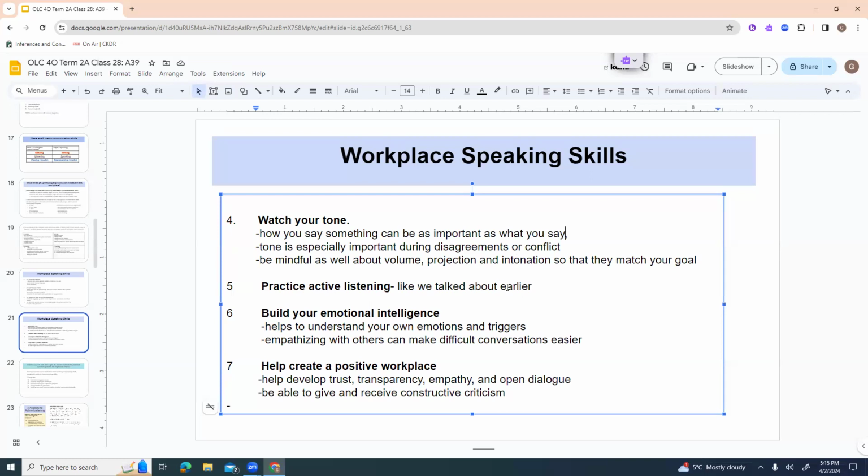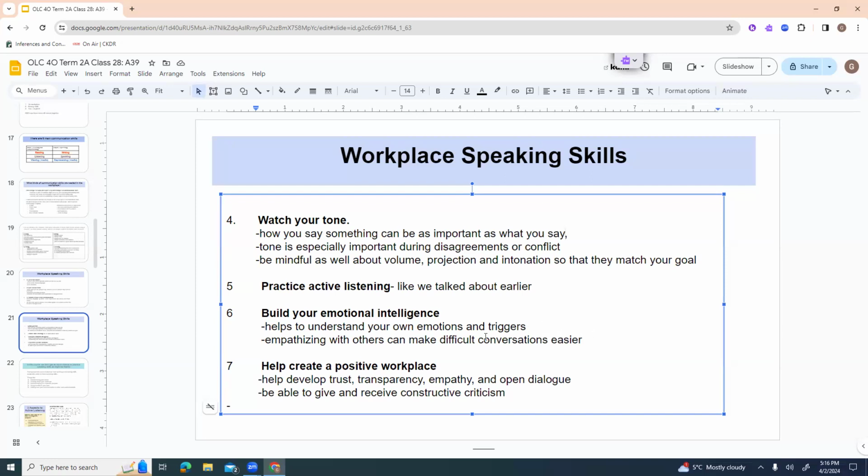Number five, practicing active listening, like we talked about earlier. Number six, building your emotional intelligence, helping to understand your own emotions and triggers. Empathizing with others can make difficult conversations easier. Talking about triggers in conversations.